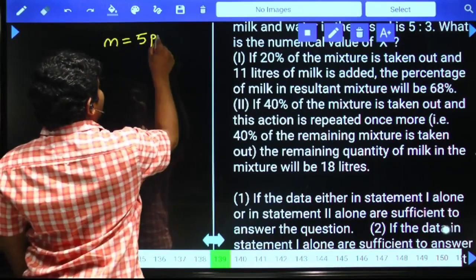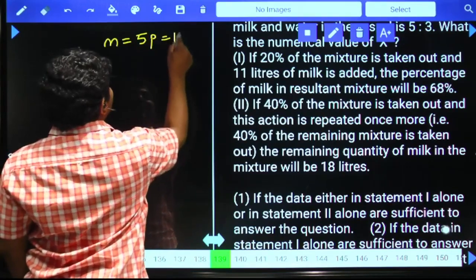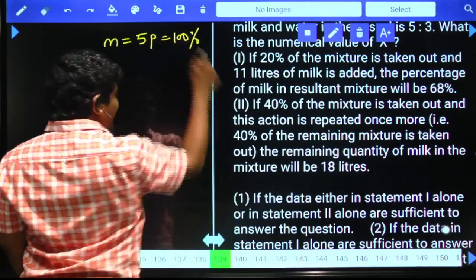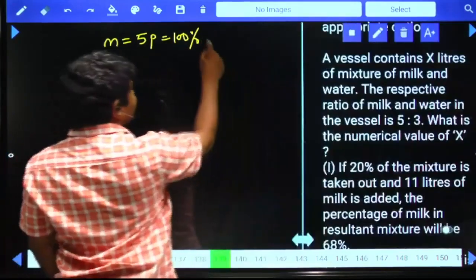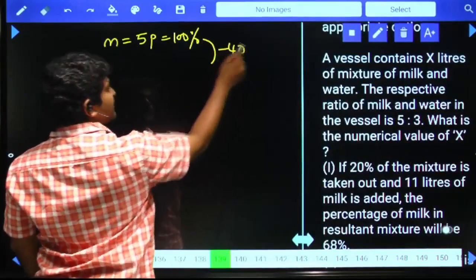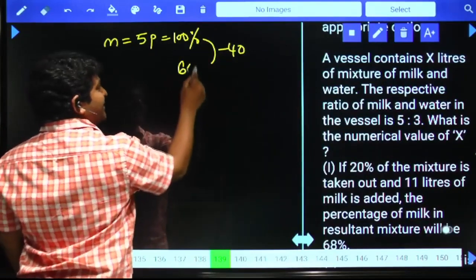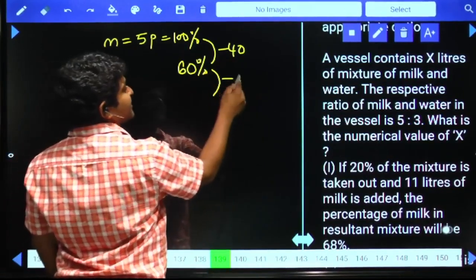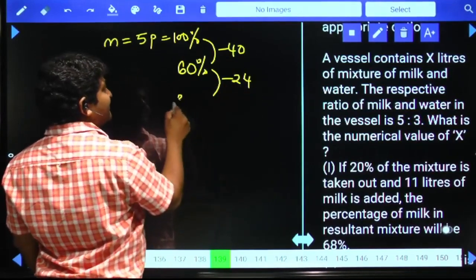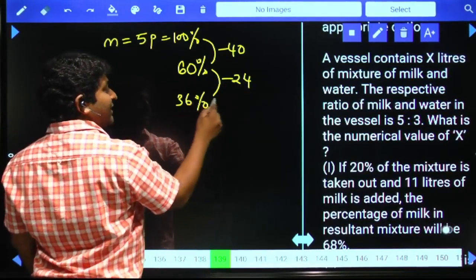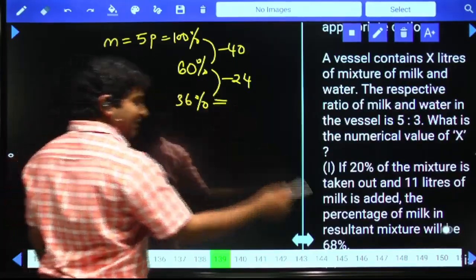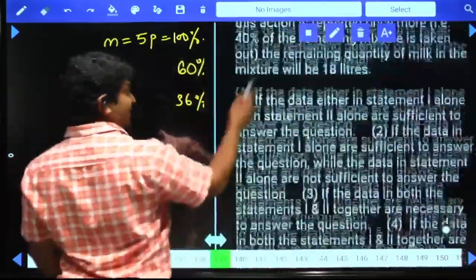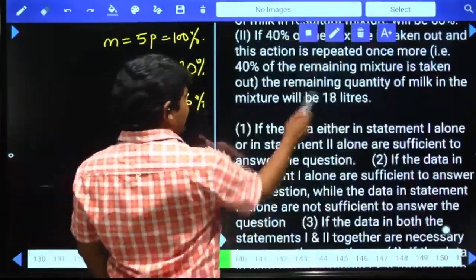Let me take initial milk as 100%. Every time we are taking 40% out. First time I'll subtract 40%, which leaves 60. And again on 60 I'll take 40%. 40% of this number is 24. Then the answer will be 36%. And this value is equal to how many liters they said? That is equal to 18 liters.